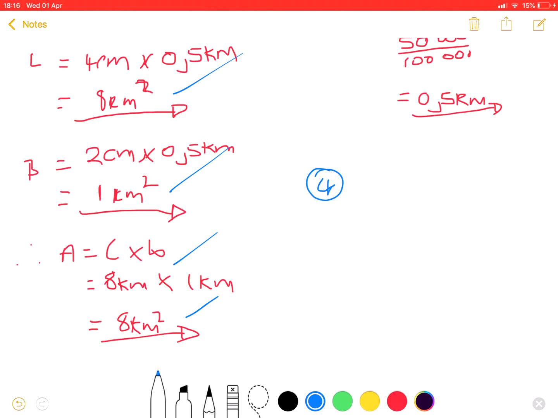All right, so I want you guys to take a short break, and then we are going to do our second calculation, which is going to be a distance.